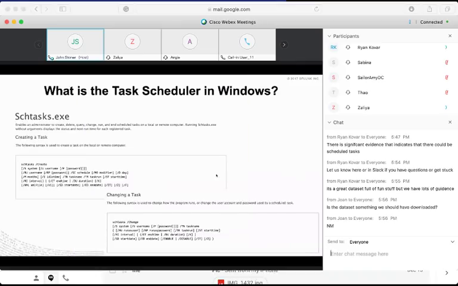So let's start off by talking about the fundamental question: what is Task Scheduler itself? If I'm not familiar with what Task Scheduler is, I'm not going to have a lot of success hunting for it unless I learn a little bit about exactly what it is. This is actually pulled straight from Microsoft's site. I can see schtasks.exe, the syntax that goes into creating a task, and also what it would take to change one syntactically. Those are good pieces of information to understand: if I'm looking for this kind of command being issued within my environment, what syntax pieces and switches do I need to be looking for?